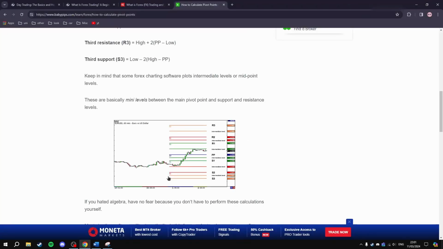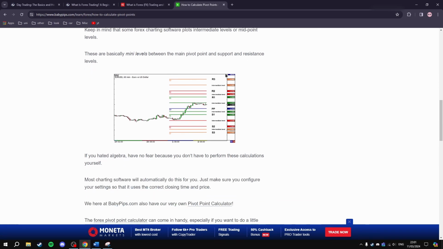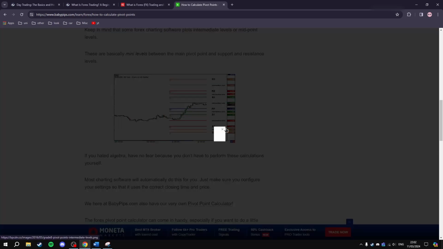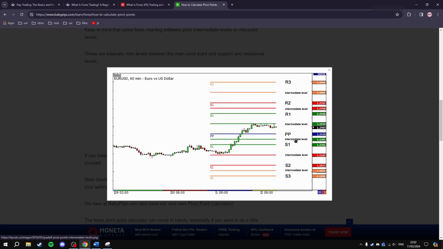Keep in mind that some Forex charting software plots intermediate levels or midpoint levels. These are basically mini levels between the main pivot point and the support and resistance levels. So we've got here pivot points are purple, and the blue line here looks like an intermediate level between pivot point and support 1, intermediate level between pivot point and resistance 1, and I've got 3 intermediate levels there and 3 intermediate levels there. Right, okay.